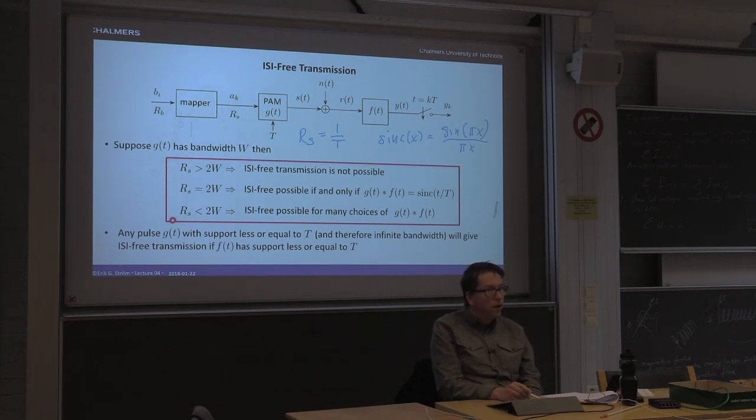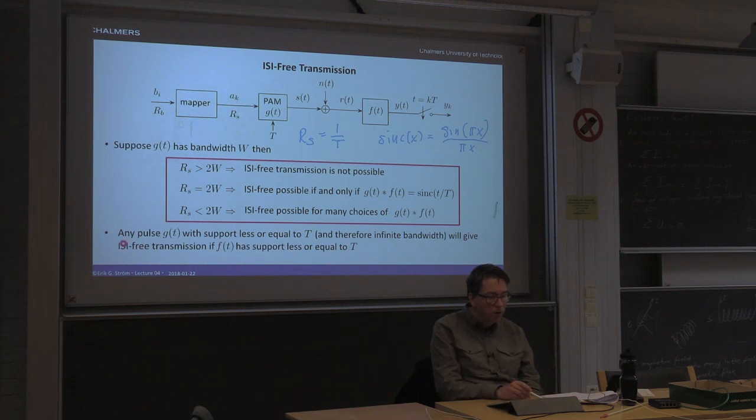pulses. All right, if the symbol rate is less than twice the bandwidth, then it's still possible to do inter-symbol interference-free transmission, and then there are many choices that produce inter-symbol interference-free transmission. Okay, so then we have some design freedom. Okay. So we're going to show why this is the case momentarily.